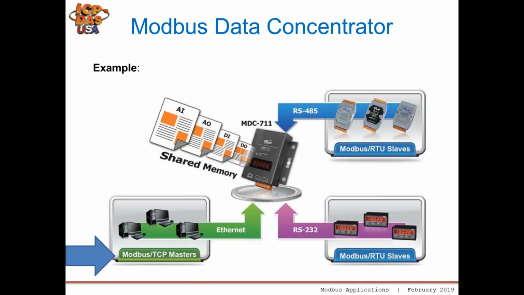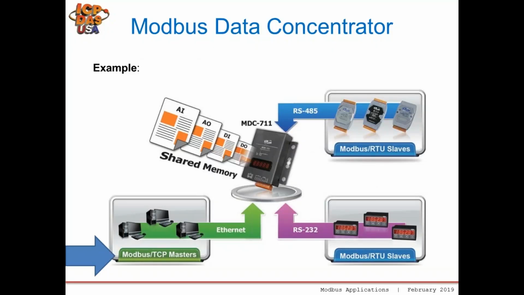So what happens is the slave devices connected by RS-232 or RS-485 are polled in a specific order by the MDC-711, and your Modbus master would pull data from multiple slave devices, thus saving additional polling and communication time by getting multiple slave devices' data in one poll. And Modbus TCP is also faster. So this will speed up the data acquisition or communication to the slave devices.